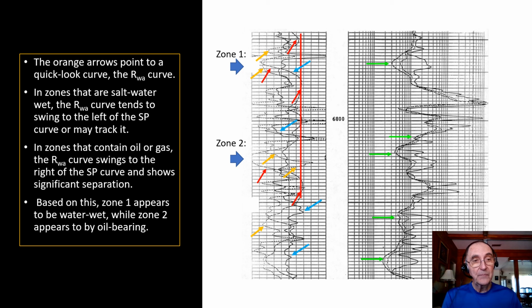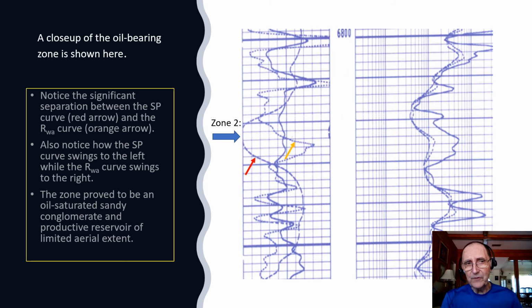Based on what I said, it appears that zone 1 is water wet, while zone 2 appears to be oil bearing. And here's a close-up of the oil bearing zone. Notice a significant separation between the SP curve indicated by the red arrow and the RWA curve indicated by the orange arrow. Also notice how the SP curve swings to the left while the RWA curve swings to the right. The zone, by the way, proved to be an oil-saturated sandy conglomerate and a productive reservoir of limited aerial extent.